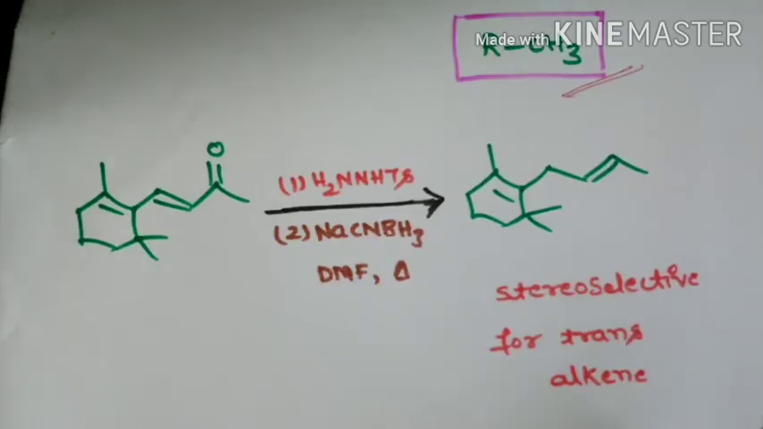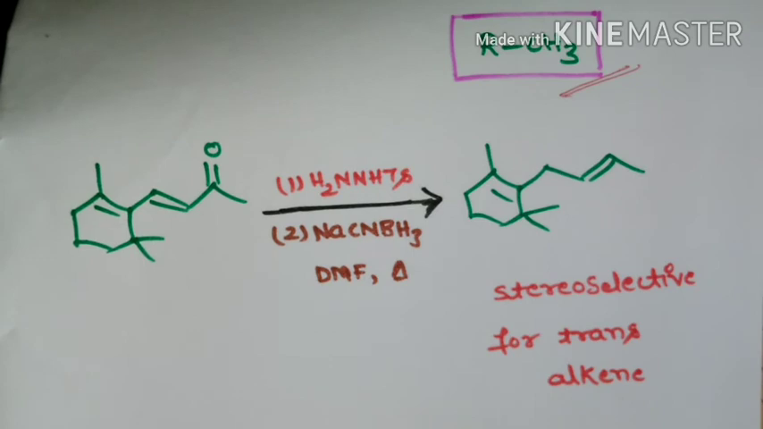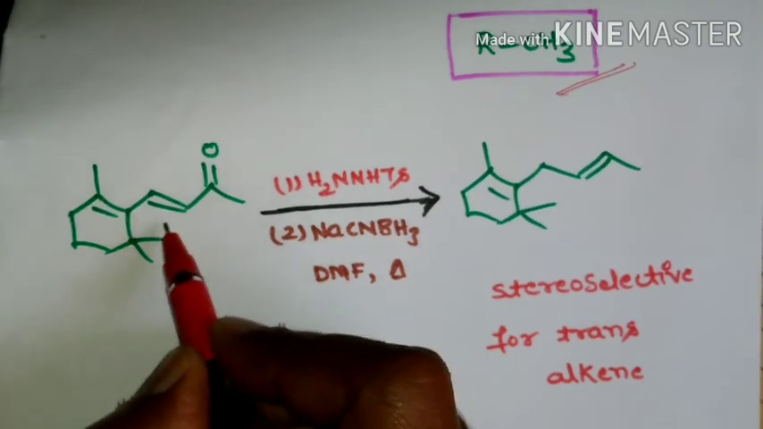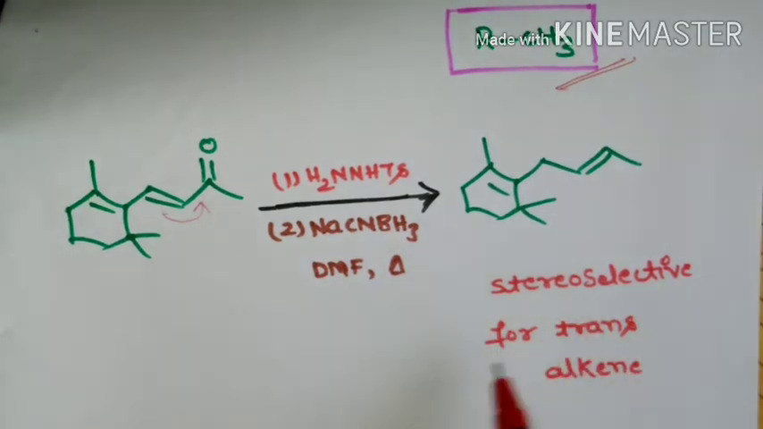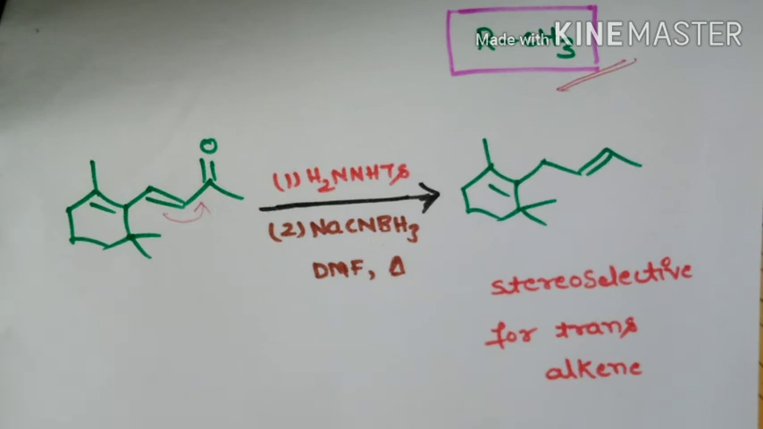One more important thing is that deoxygenation via tosyl hydrazone reduction of an alpha beta unsaturated carbonyl compound leads to a trans alkene, where there is migration of the double bond, that is, stereoselectivity for the trans alkene. So this is an important thing regarding deoxygenation via tosyl hydrazone in the case of alpha beta unsaturated compounds.